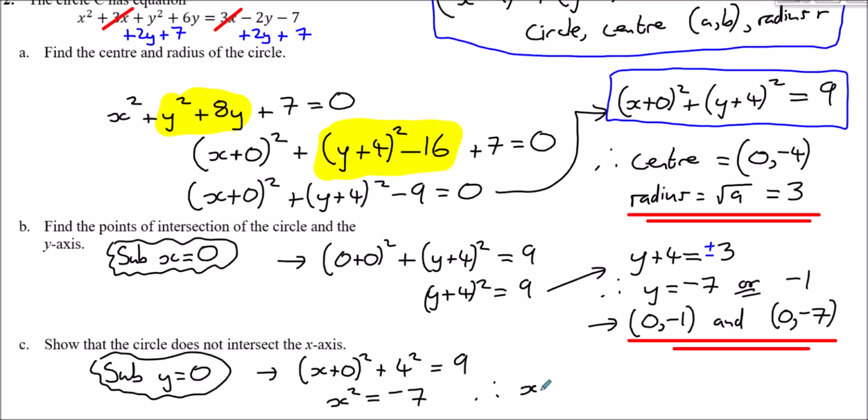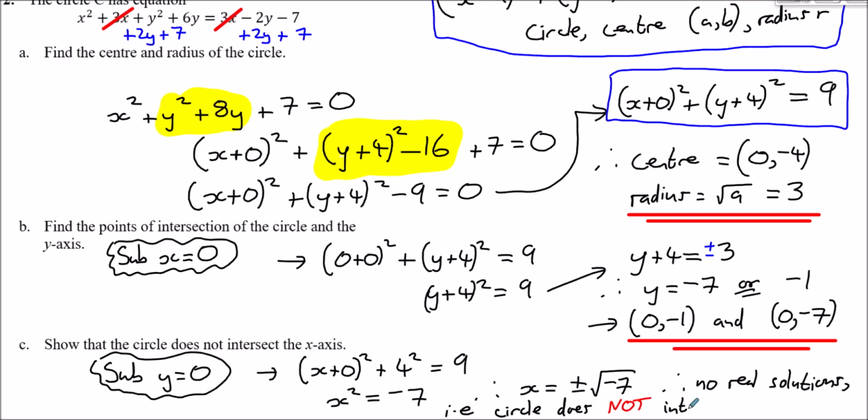So therefore, x would have to be plus or minus the square root of negative 7. And unless you're doing further maths, in fact, even if you were, this means it's got no real solutions. So therefore, we just say, therefore, no real solutions. So in other words, we need to conclude in context, i.e., circle does not intersect the x-axis. So as long as you conclude in context and relate it back to what the question is asking, we're good as gold.